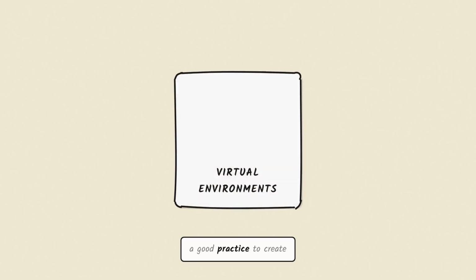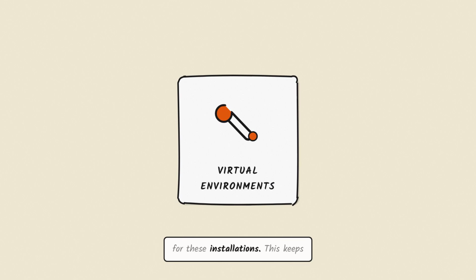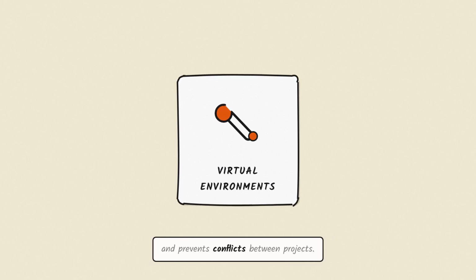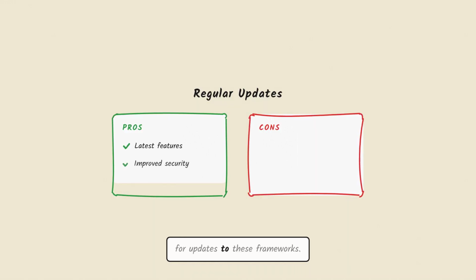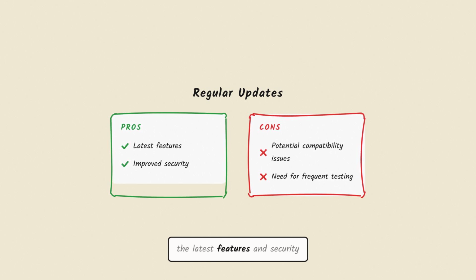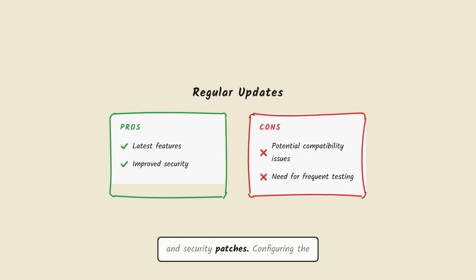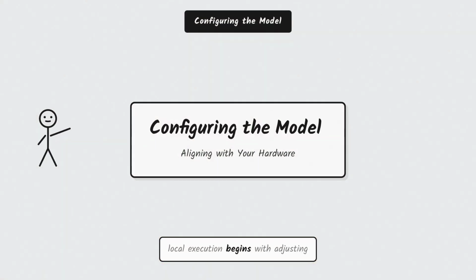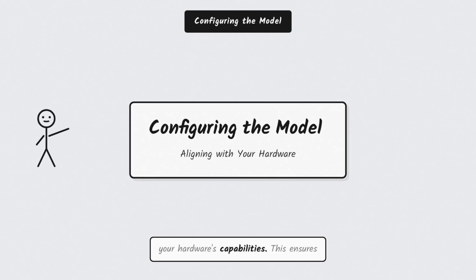It's also a good practice to create a virtual environment for these installations. This keeps your dependencies organized and prevents conflicts between projects. Finally, regularly check for updates to these frameworks. Staying up to date ensures you benefit from the latest features and security patches. Configuring the model for local execution begins with adjusting configuration files to align with your hardware's capabilities.